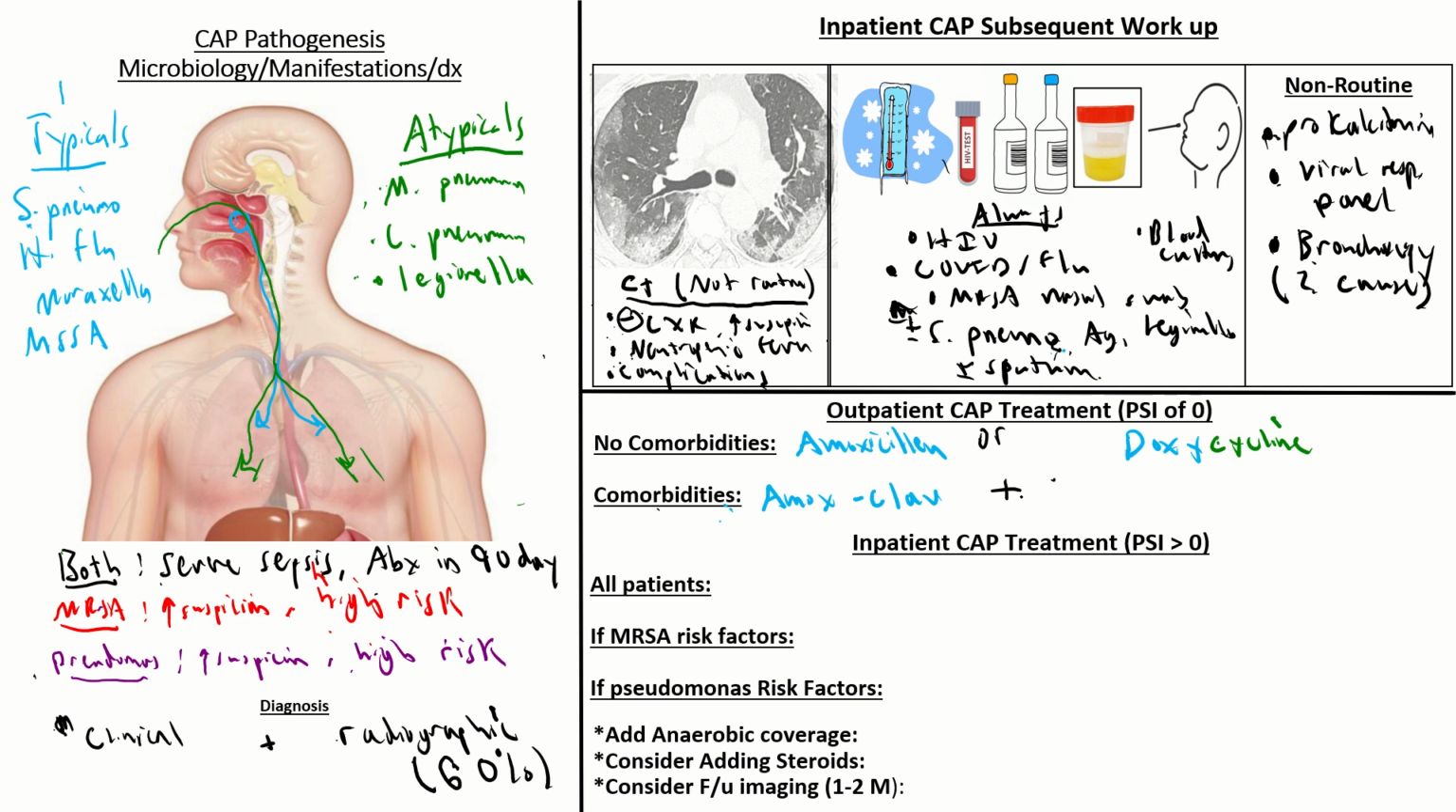Plus, you guessed it, the other one is going to be something we use pretty commonly. That's going to be azithromycin. You can use doxycycline if, let's say, they have a long QT, but azithromycin is usually the go-to. You're going to cover your typicals and your atypicals.